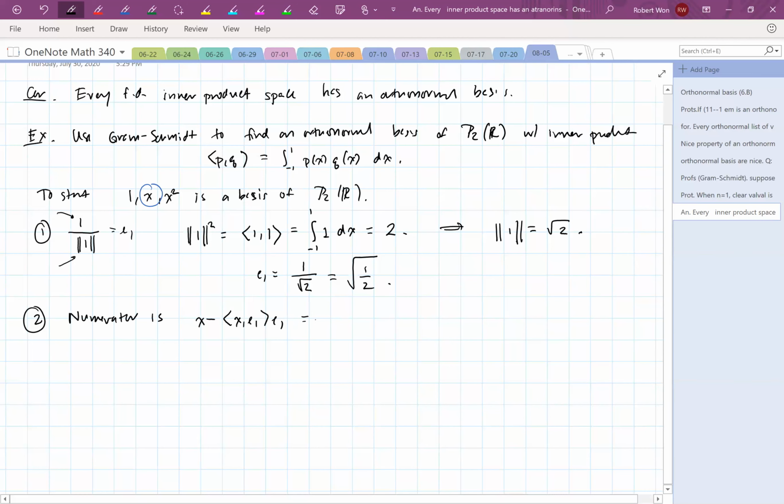Okay, well, what is the inner product of x with e1? It's the integral from -1 to 1 of this vector x times the vector e1, which was the square root of 1/2, dx. That's the inner product, times the vector x.